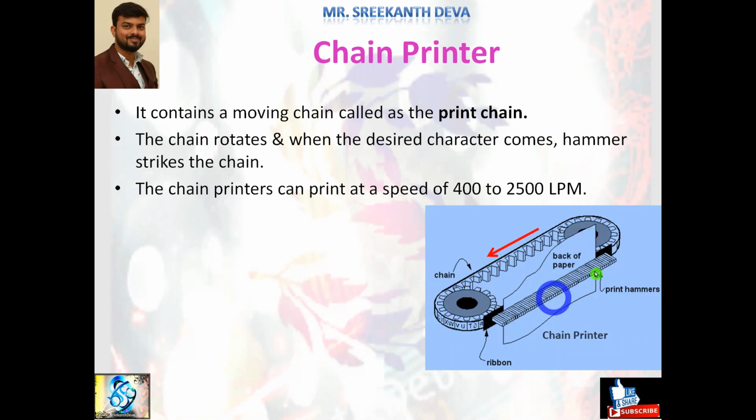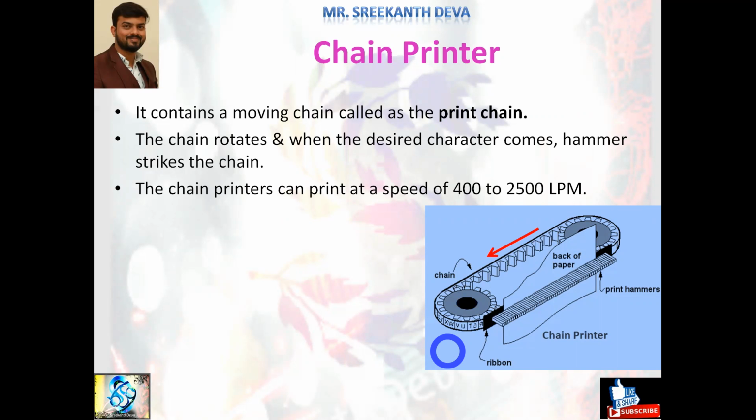See, this is about a chain printer. This represents the chain. This is the back of the paper. These are the hammers, the print hammers. And this is the ribbon. This process is what we call the chain printer.